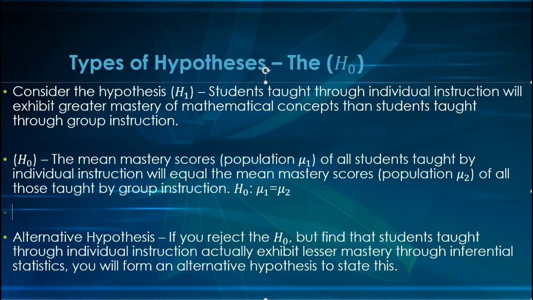However, after we do our inferential statistics, what would happen if we found that actually they had less mastery of mathematical concepts? That's when we would look at the alternative hypothesis. So if you reject the null hypothesis, but find that students taught through individual instruction actually exhibit less mastery through inferential statistics, you will then form an alternative hypothesis to state this. So basically you're able to reject the null, but you're not able to accept your hypothesis because the relationship is different than what you had hypothesized. Then there is an alternative hypothesis.